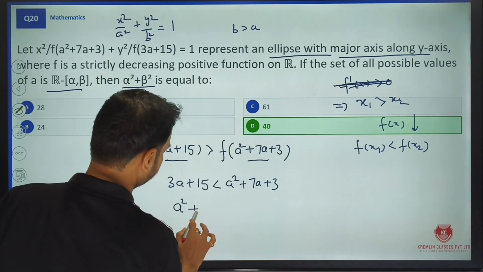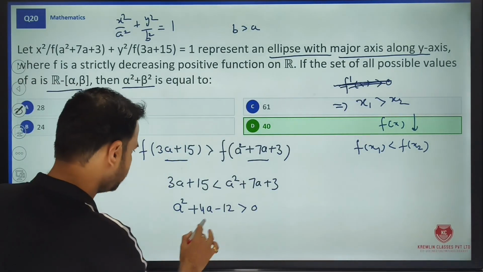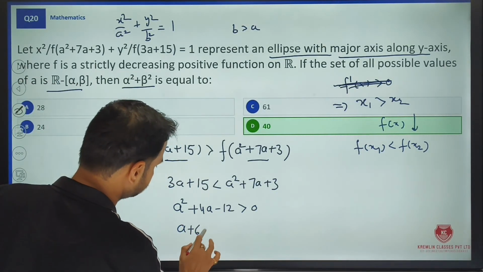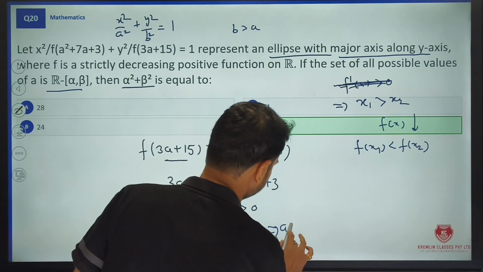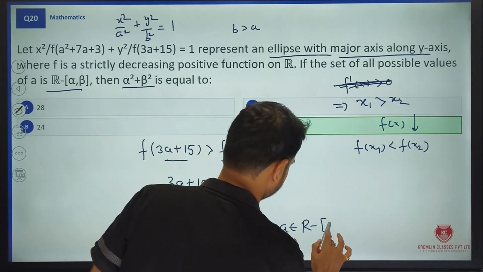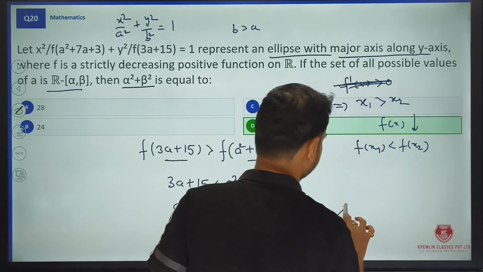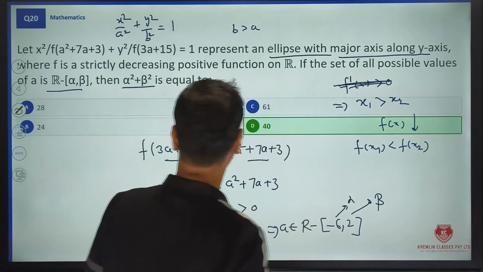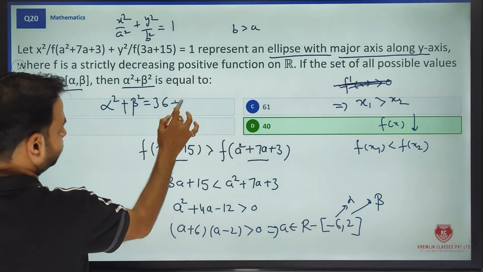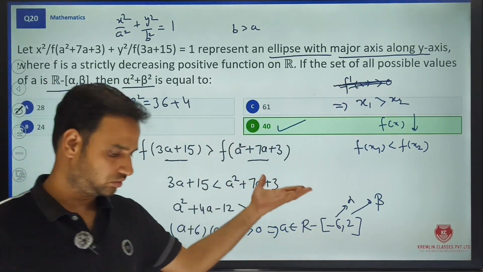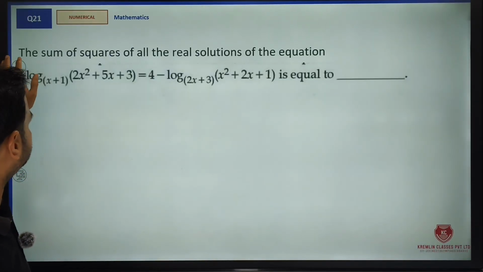So a square plus 4a minus 12 is greater than 0. We have to find the roots. A plus 6, a minus 2 greater than 0. So a belongs to R minus the interval from minus 6 to 2. This is the answer by the given condition. This is alpha and this is beta. Okay, so alpha square plus beta square is 36 plus 4, that is 40. So it is a simple question and can be done in 1 or 2 minutes, just by using the concept.